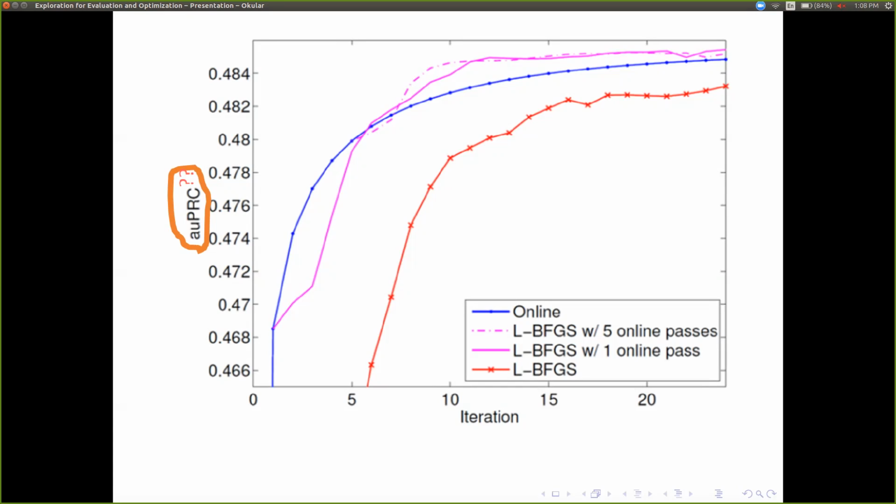So the y-axis is area under the precision recall curve. So this is a measure of the degree to which you manage to, okay, so you predict the probability of click for every event. You sort events by that probability of click. Then it measures what fraction of the clicks are on one end of the curve. So this is only weakly related to the quality of your predictor.